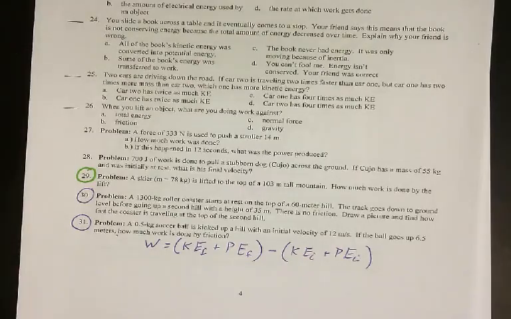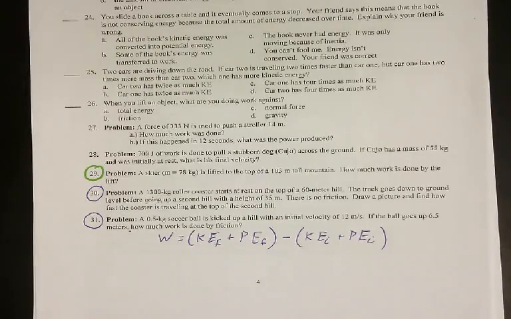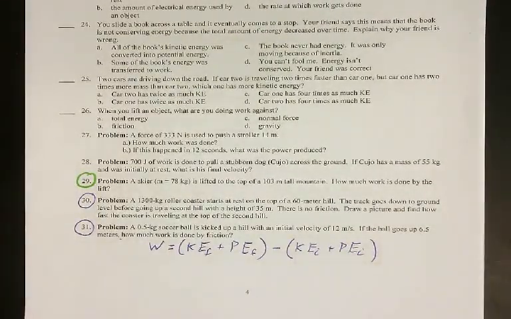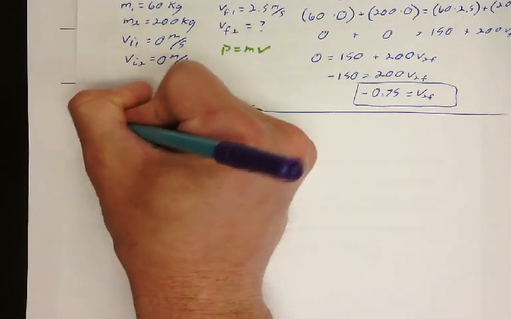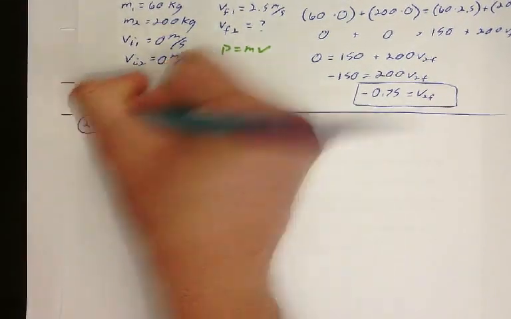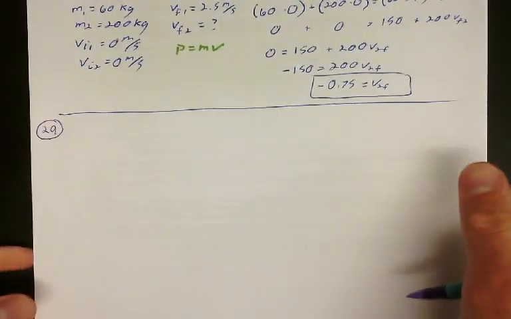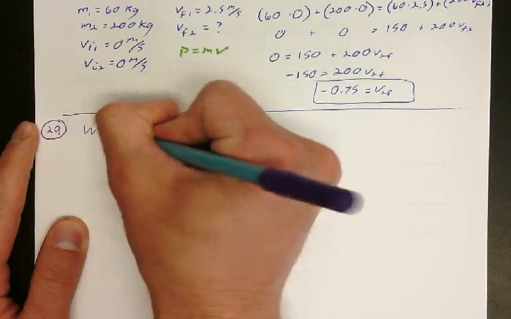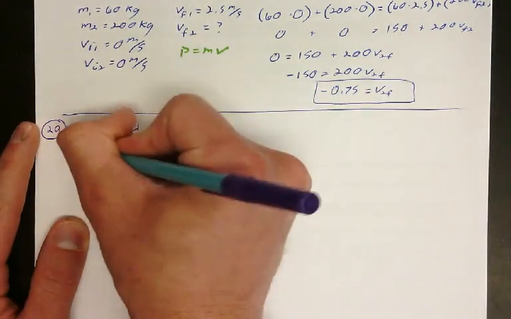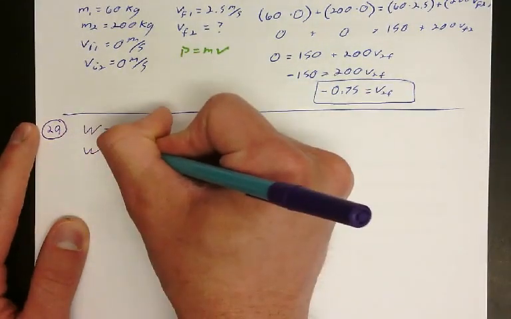All right, 29. So a skier is lifted to the top of a 103 meter tall mountain. How much work is done by the lift? So when you're looking at this problem, you know it's a work problem. And there's two equations for work. Work equals force times distance, and then the work equals the change in energy.